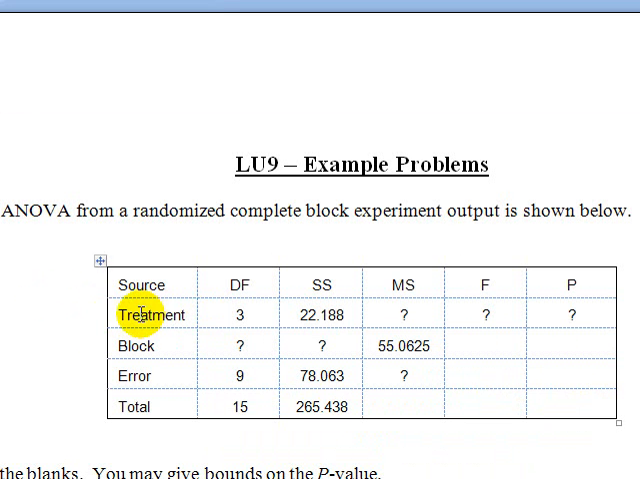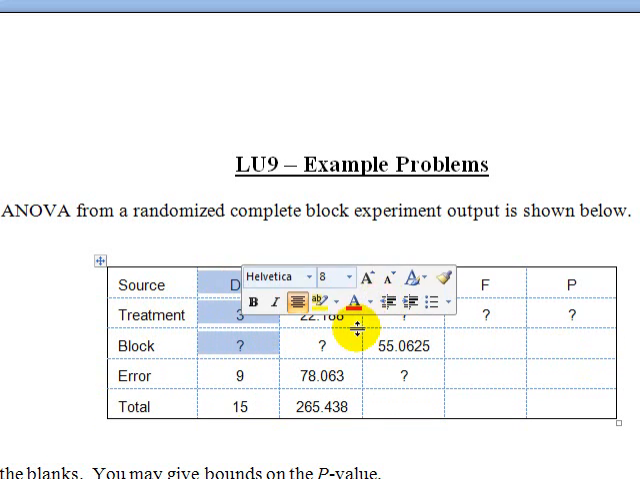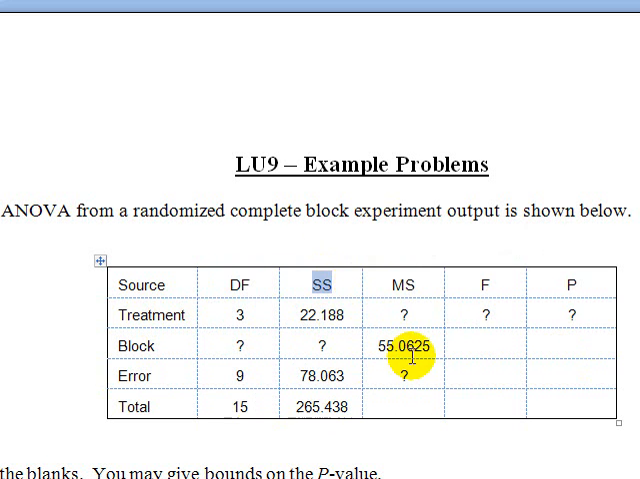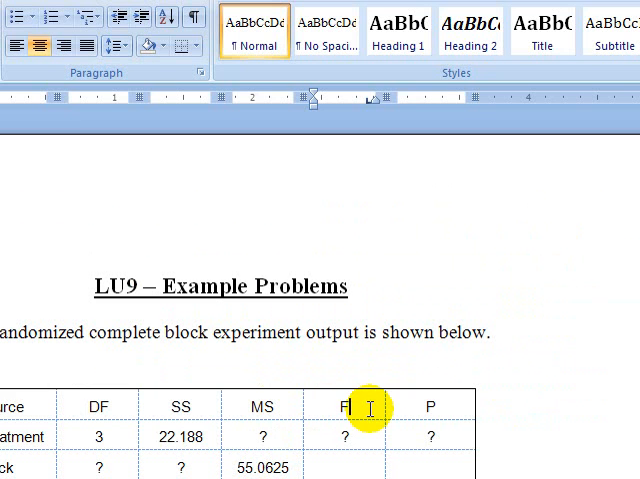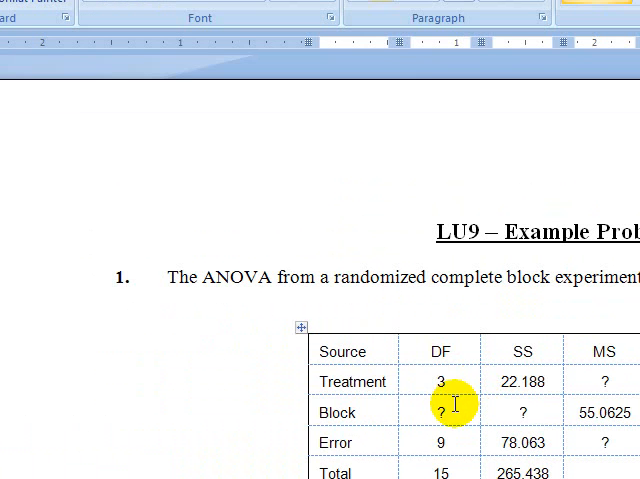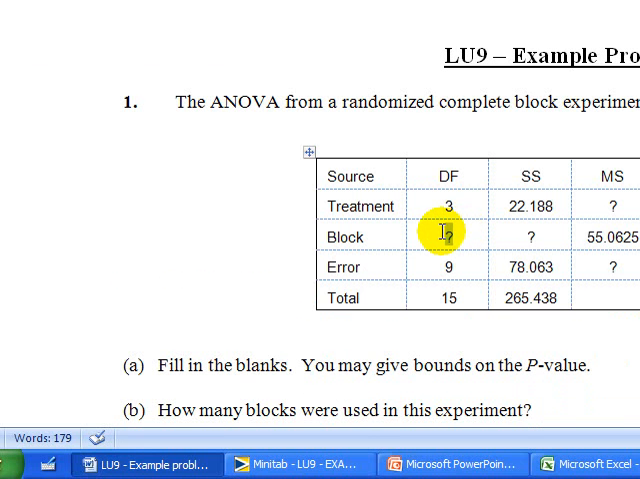So you can see here, the first row is for treatments, the second row is for block, the third row is for error, and the last row is for the total values, right? And then we have degrees of freedom in the first column, sum of squares values in the second column, mean square values in the third column, f value in the fourth column, and then we have p value in the last column. All right, so the first thing is we need to find out this value here for the block, degrees of freedom for the block.